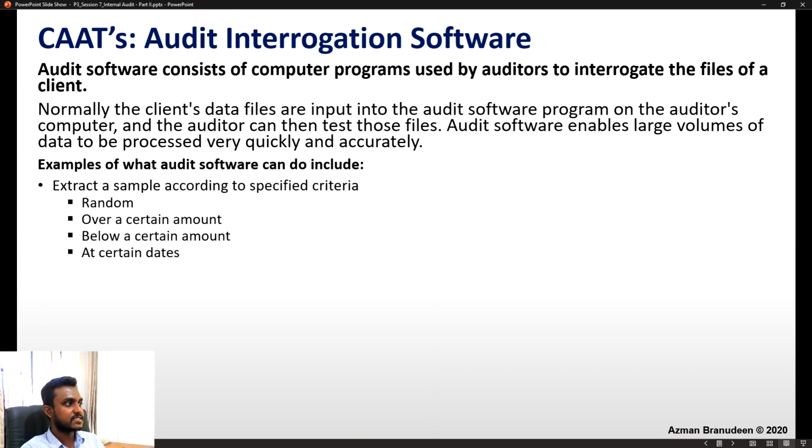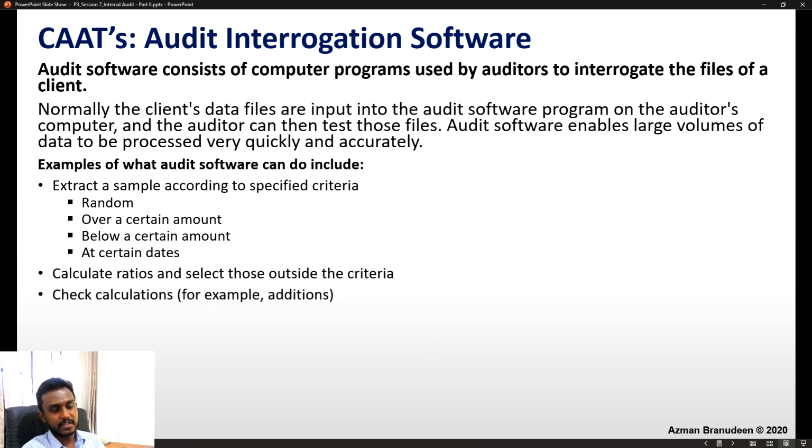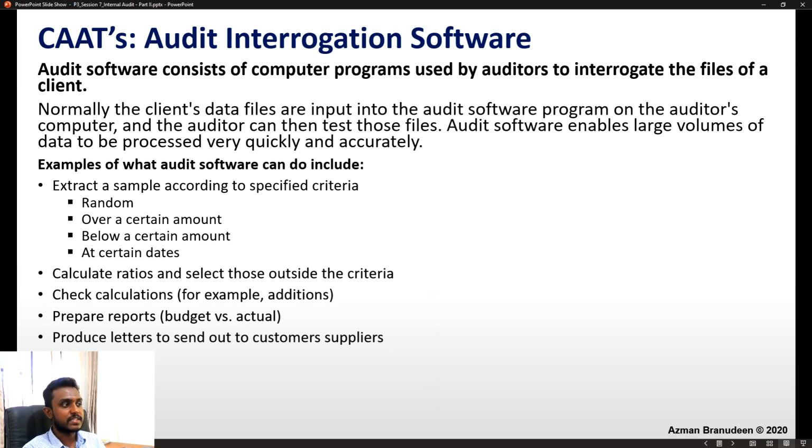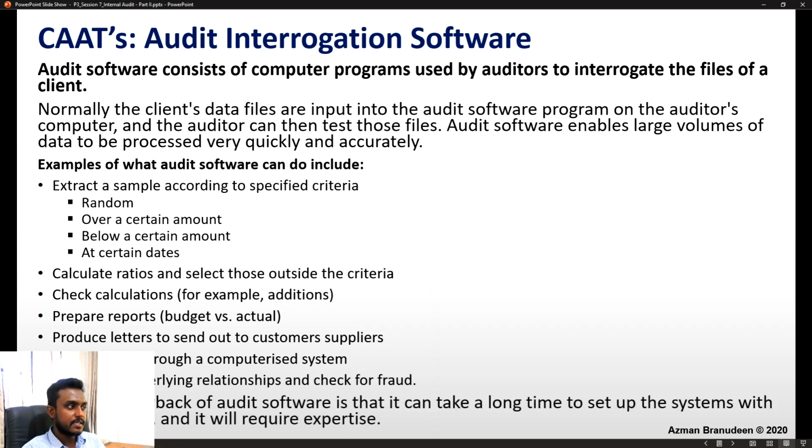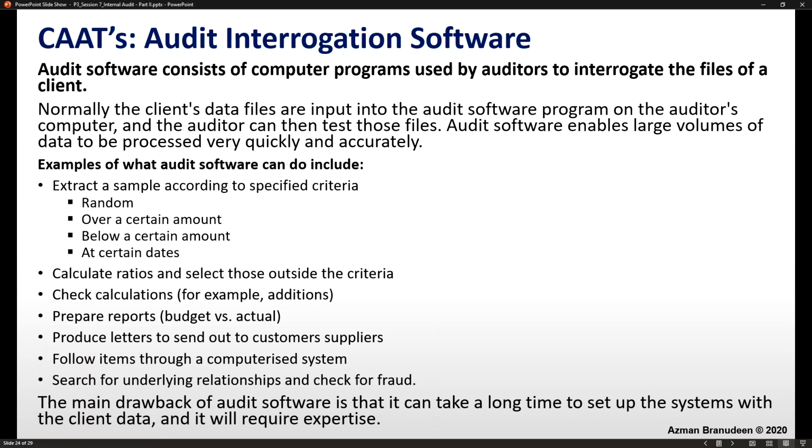One, it extracts a sample according to a specified criteria. Right? It could be random, over a certain amount, below a certain amount, at certain dates, etc. You could calculate ratios and select those outside the criteria. Check calculations, for example, additions, subtractions, anything. Prepare reports, budget versus actual, control reports, variance analysis reports. It can produce letters to send out to customers and suppliers, and follow the items through a computerized system, the trail. Search for underlying relationships and even check for fraud.